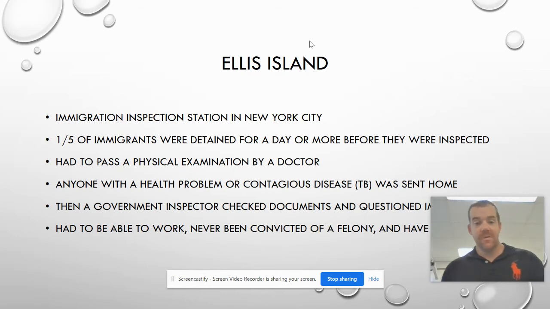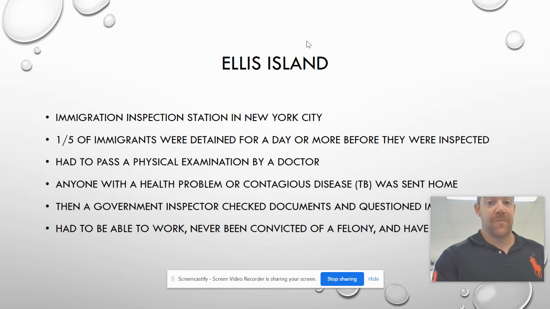So there's that. They also don't want to bring in a bunch of convicts, so there's going to be somewhat of a background check. You have to be able to work as well. In other words, we don't want to bring in people to the country during this time that could not support themselves. They want to bring in people that could work and support themselves. That's the idea behind the government.